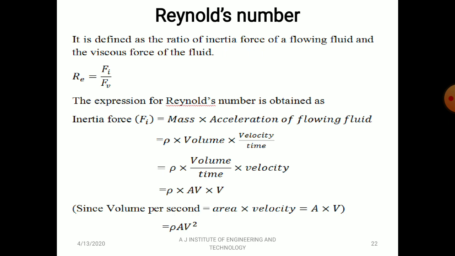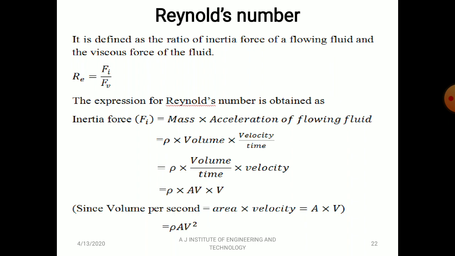So the expression for Reynolds number is obtained as follows. Inertia force Fi is given, by the definition of inertia force, as mass into acceleration of the flowing fluid. If you know the density, rho equal to m by v, you can get mass by cross multiplying density by volume. So mass becomes rho into volume. Acceleration, as we all know, is the rate of change of velocity. Velocity has a unit meter per second, and when you divide by time, that is second, it becomes meter per second square. That is the unit of acceleration.